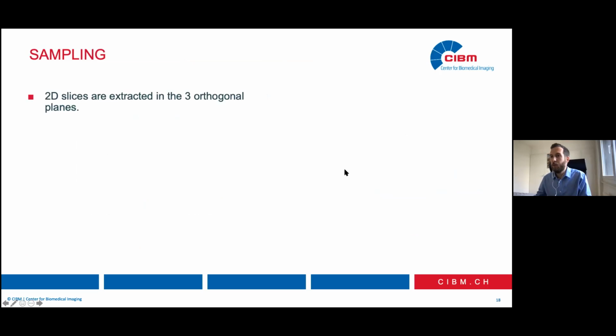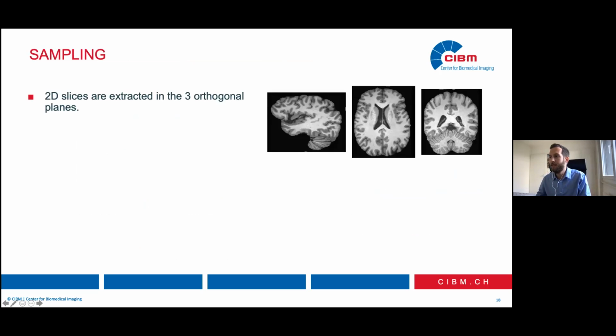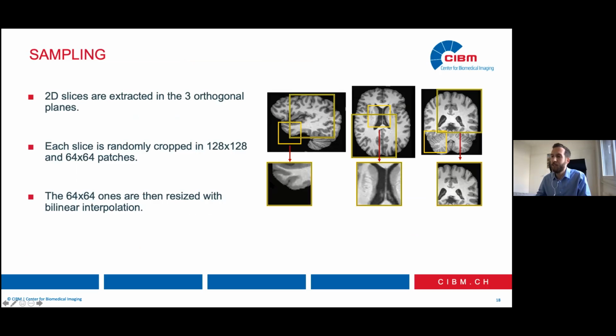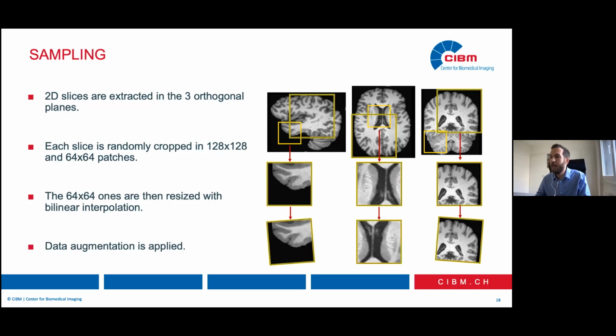Regarding the sampling, we extracted 2D slices from the 3 orthogonal planes of our volumes. We then randomly selected 128 and 64 square patches. The smaller ones, the 64 ones, were then resized to the 128 size. We employed some data augmentation, such as rotation and flipping of the axis. And then those images, together with the 128 squares, were fed to the generator.